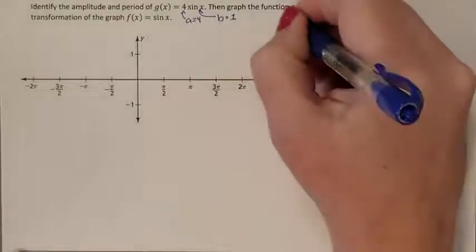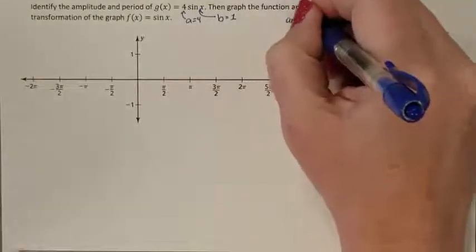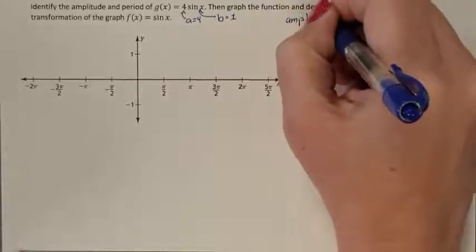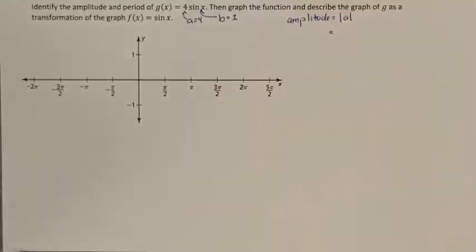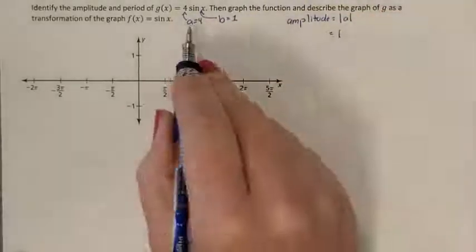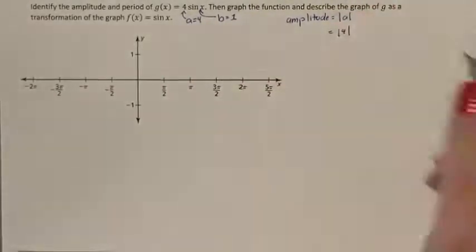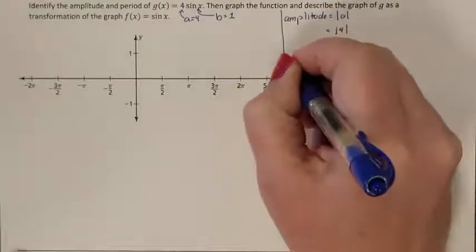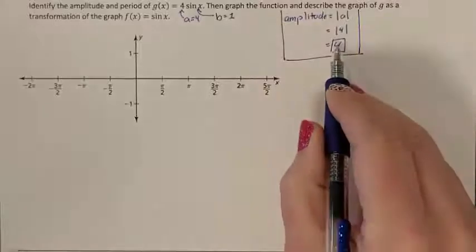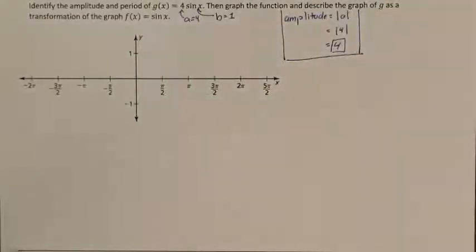After identifying your a and b, we're going to find our amplitude, and amplitude is the formula, the absolute value of a. So my amplitude is the absolute value of my a, which is 4. So my amplitude is a 4. What does that mean? That means that I will be going 4 high off of the middle.